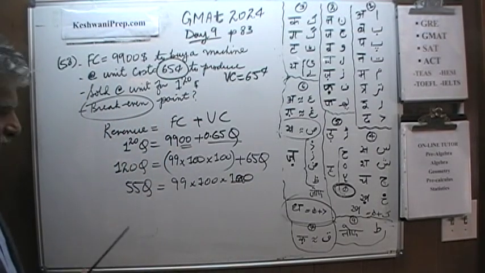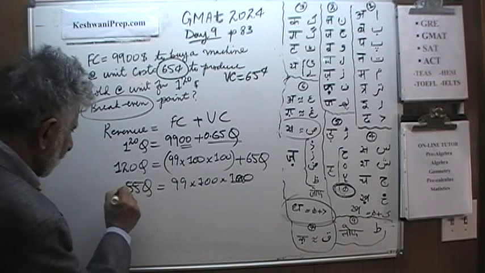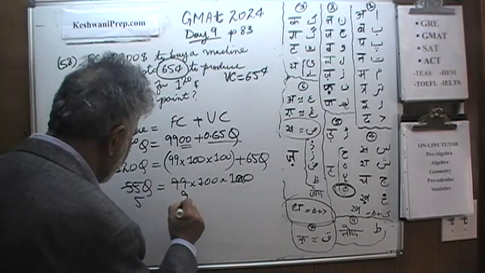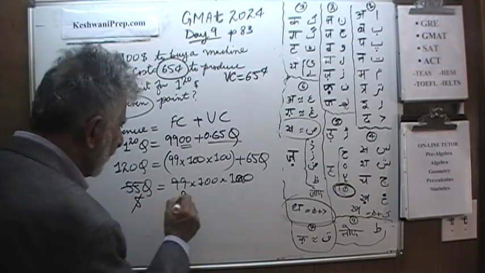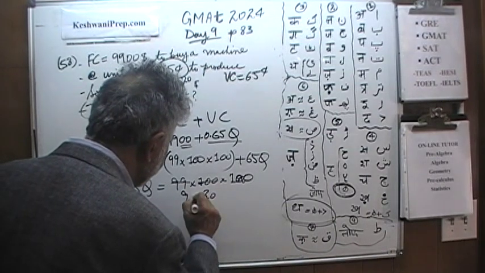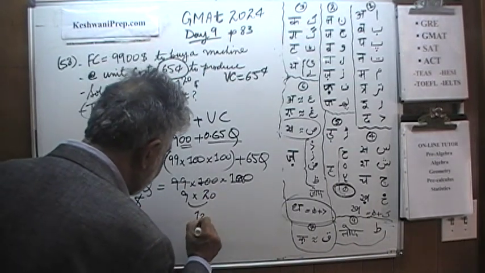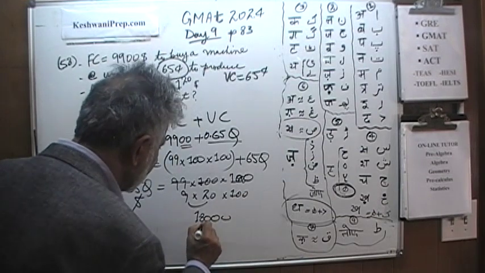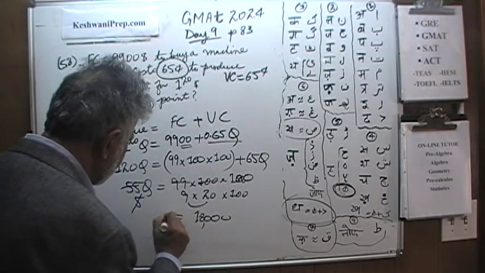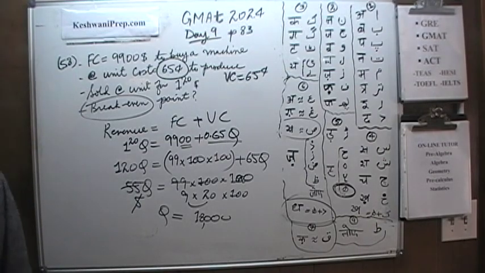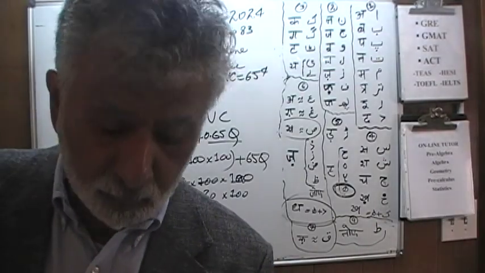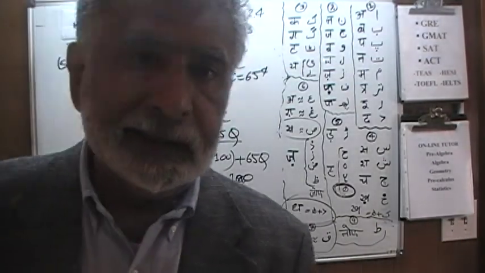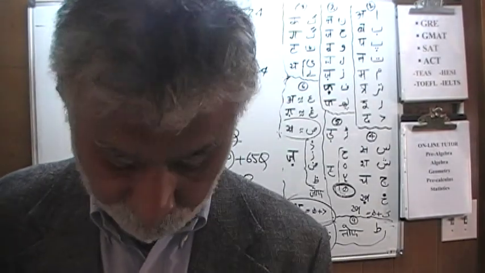Now we know why I separated 99, because now we can divide by 11. So that becomes 5, that becomes 9. Let's divide one more time. This 5 goes away, and convert this into a 20. 9 times 20 is 180 times 100, so we need to add the two zeros. There we go. 18,000 units. We'll have to produce 18,000 units before we break even. After that, 18,000 and first unit is where we're going to see the profit.